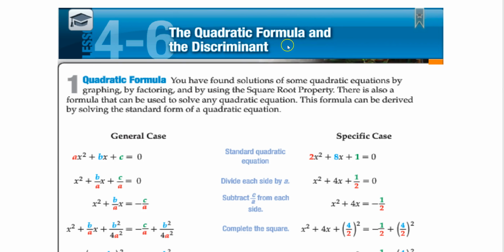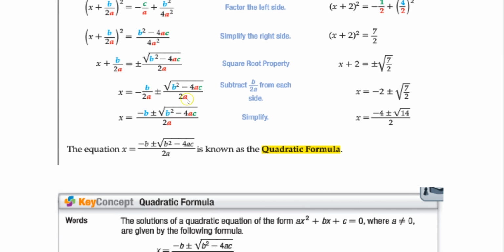The quadratic formula and the discriminant. So this lesson is all about using probably most people's favorite way of solving a quadratic equation. That's using the quadratic formula. Now you guys have probably all seen the quadratic formula from Algebra 1. It's this thing, right? x equals negative b plus or minus the square root of b squared minus 4ac, all over 2a.